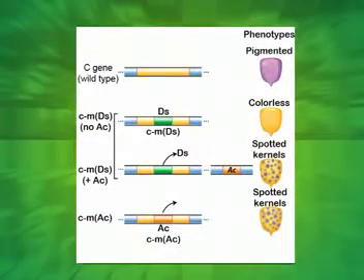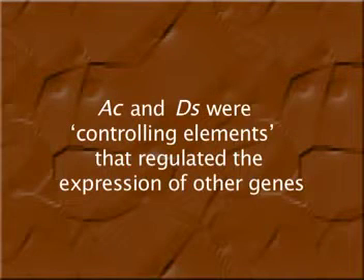In the second case, the Ds locus seemed to regulate the expression of neighboring genes. The change in position of the Ds element correlated with the expression of the C gene and resulted in variegation of the kernel color. Based on her observations, McClintock proposed that Ac and Ds were controlling elements that regulated the expression of other genes.